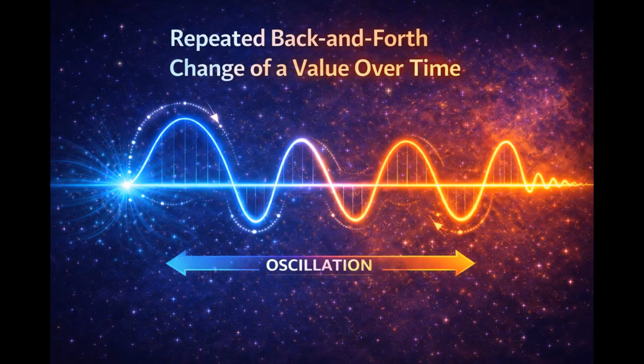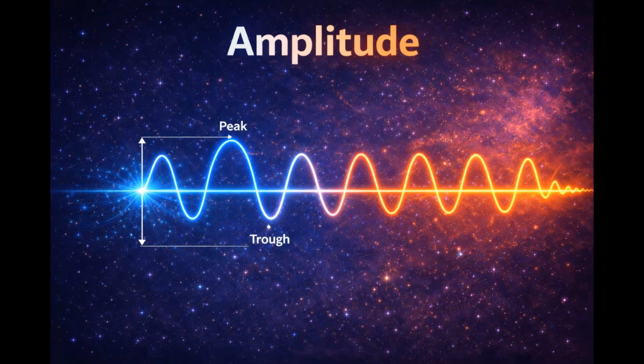Oscillation is the repeated back and forth change of a value over time, such as voltage or current rising above and falling below a reference point. In radio systems, oscillation is what creates radio frequency energy. Electrical signals continuously move in a smooth, repeating pattern that forms a wave. This steady oscillation is what allows energy to be transmitted as a radio signal instead of a one-time pulse.